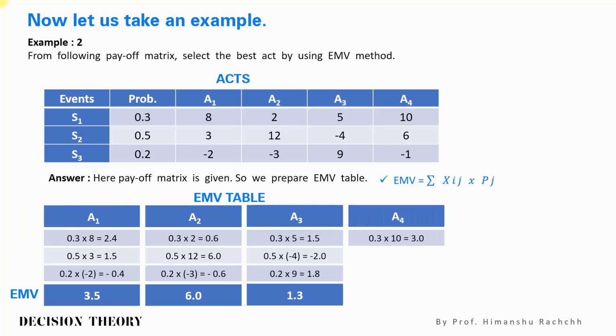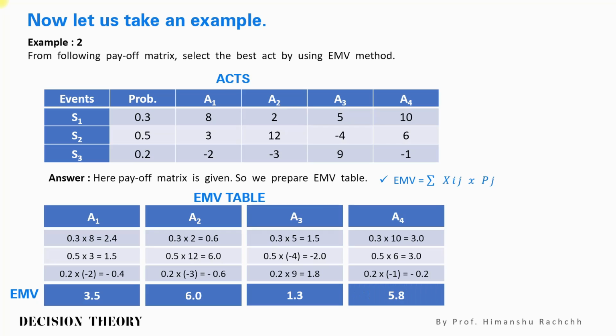Now, for the act A4 probabilities are 0.3, 0.5, 0.2. For the act A4 payoffs are 10, 6 and minus 1. So, we multiply 0.3 with 10, 0.5 with payoff 6, 0.2 with payoff minus 1. Multiplication total is 5.8.